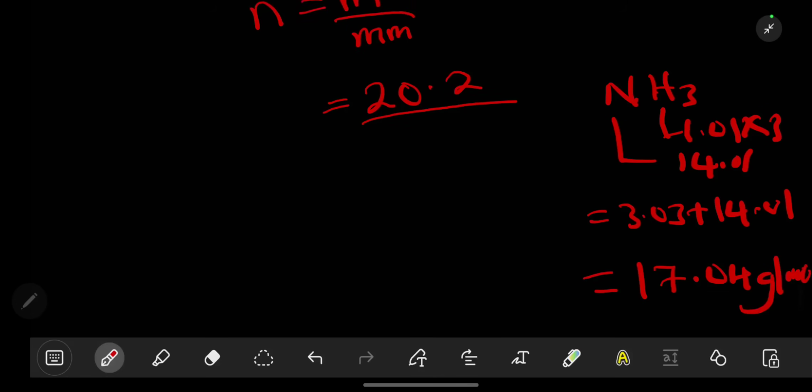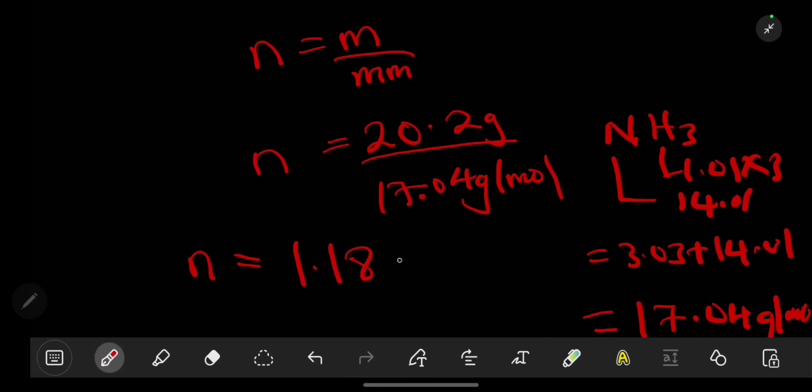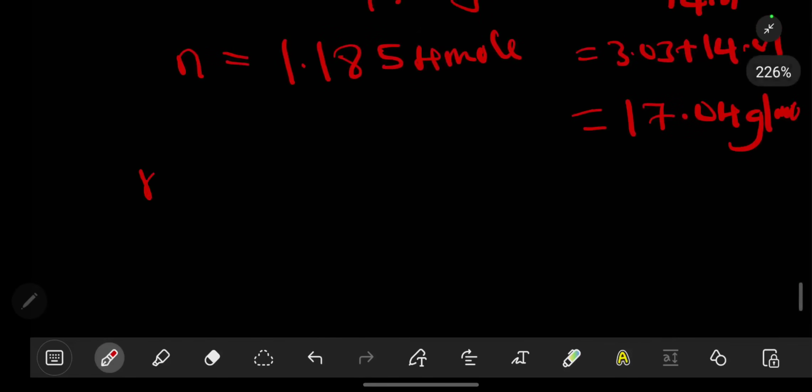Like that. So if that's the case, we are going to put it here: 17.04 grams per mole. Then here on top we are going to have our grams. The number of moles will be equal to 20.2 divided by 17.04. When we do that, we are going to get 1.1854 moles.